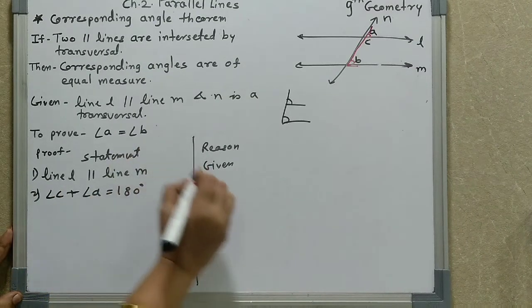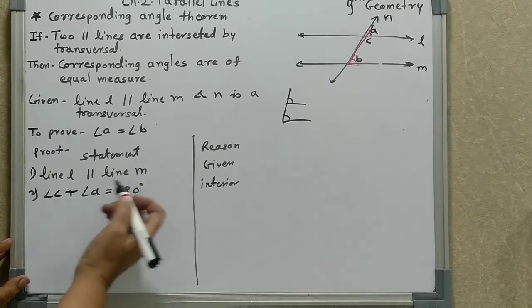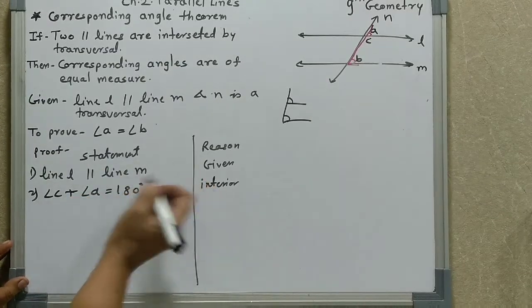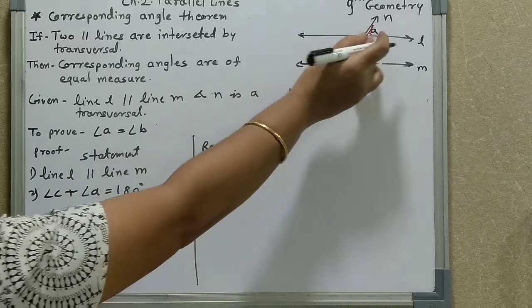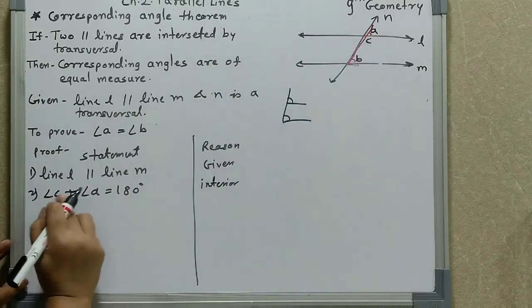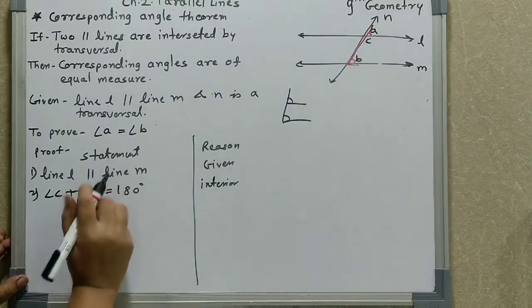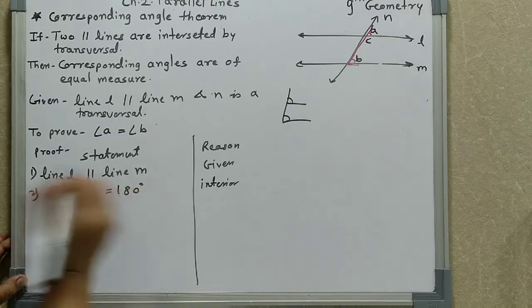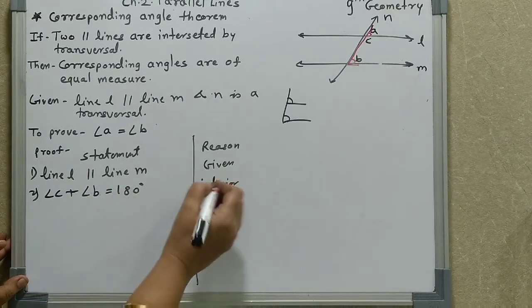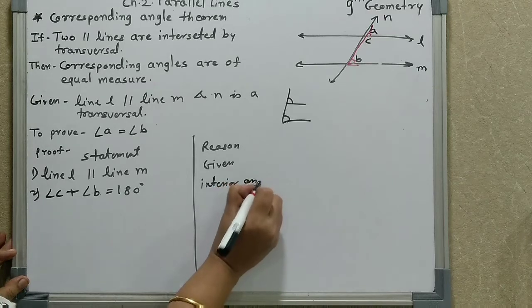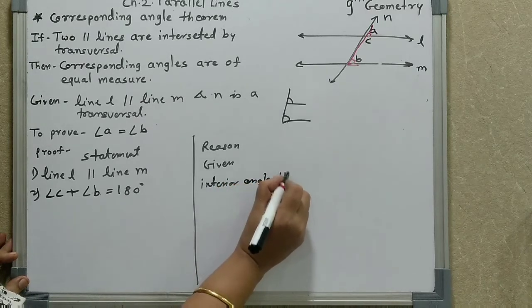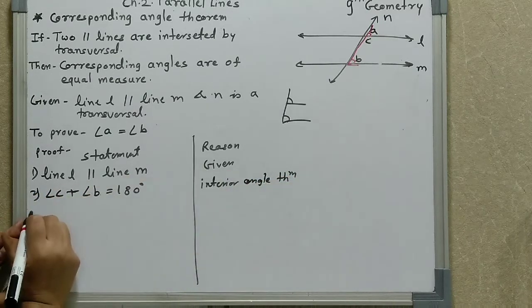So right here, reason. See our second statement, that is the interior angles. Which are the interior angles? Angle C and angle B. So angle C and I write here angle B. So the addition of these becomes 180. Right here reason, interior angle theorem. Okay. So this is our second statement.